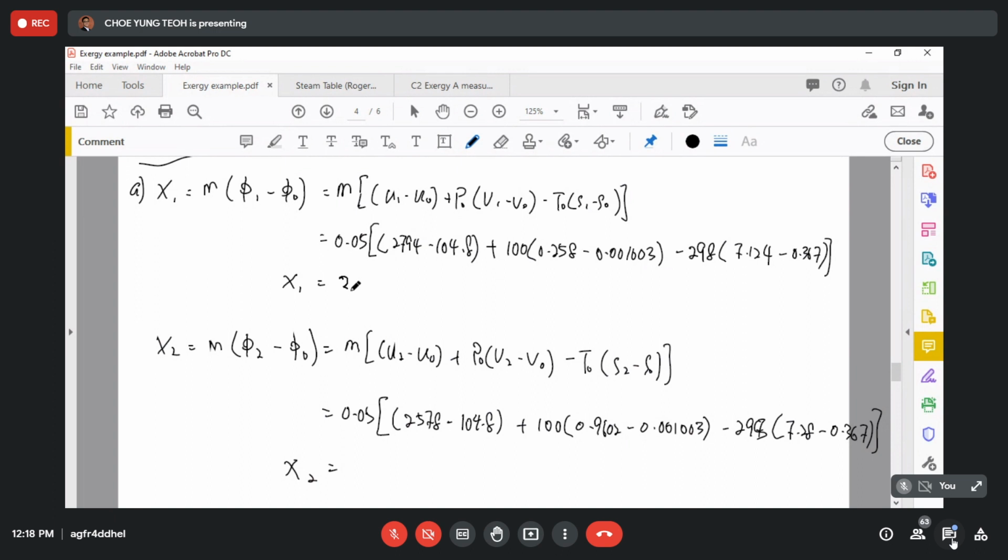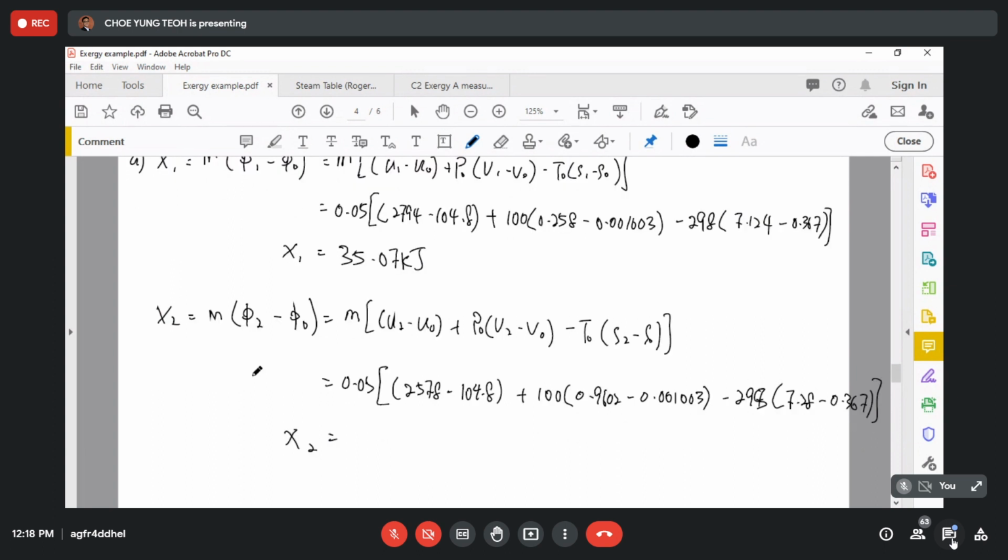Okay, so the exergy of the steam at the inlet, I get 35.07 kilojoule. And then X2, just compare the answer. I don't know if I'm correct or not. I just press the calculator. Then 5.45.